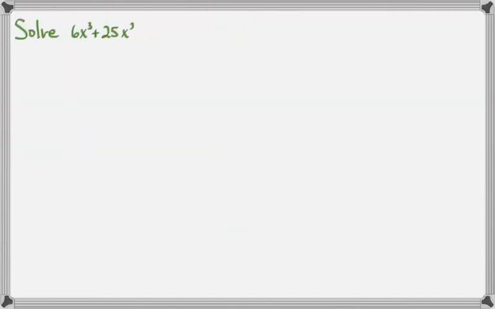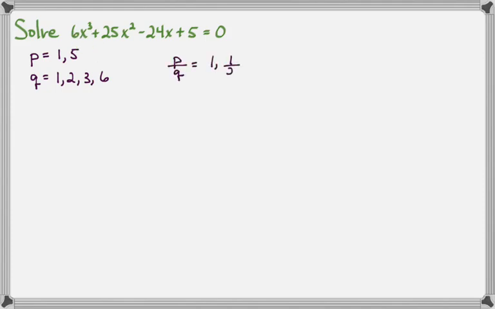Alright, here's one more. Let's solve 6x to the third plus 25x squared minus 24x plus 5 equals 0. So again, I know that I cannot solve this by factoring alone because it won't factor, but I can make a list of P over Q numbers and see which things might be solutions. So 1 and 5 are the factors of 5. Then 1, 2, 3, and 6 are the factors of 6. And every P over Q combination we can make will be a possible rational solution.